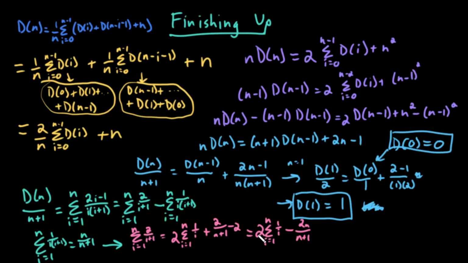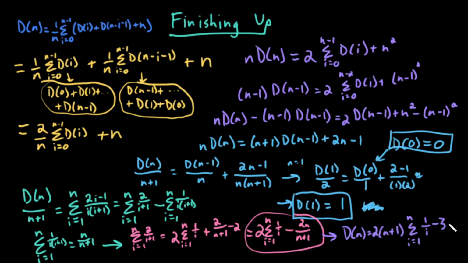So this is finally getting to the end. The closed form solution here: d of n equals 2n plus 1 times the sum of i equals 1 to n of 1 over i minus 3n. If you didn't fully follow what just happened, don't worry about it. The math is a little complex, but it's not essential to totally follow.